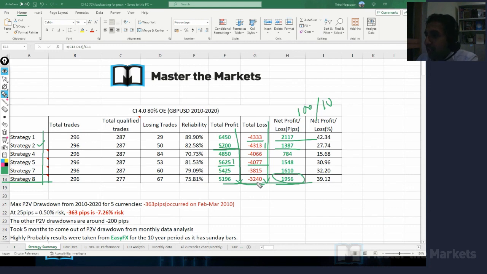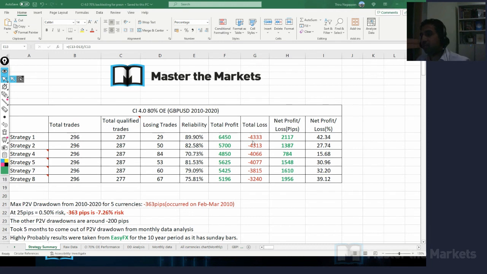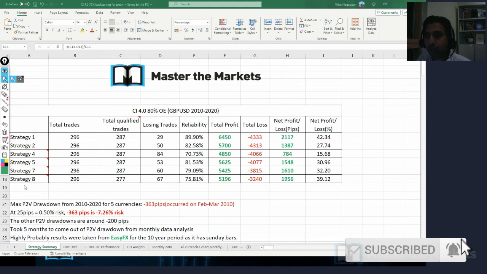And then if you look at even the average loss from here of 3240 divided by 67, it becomes much lesser as compared to over here, okay? So that's what we are looking at, traders. All right. Okay, so now what did we do on strategy number 8?